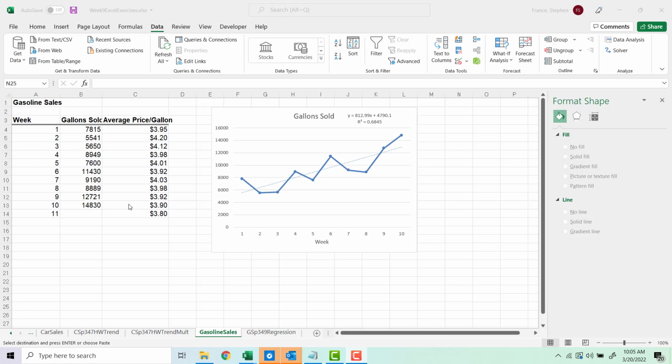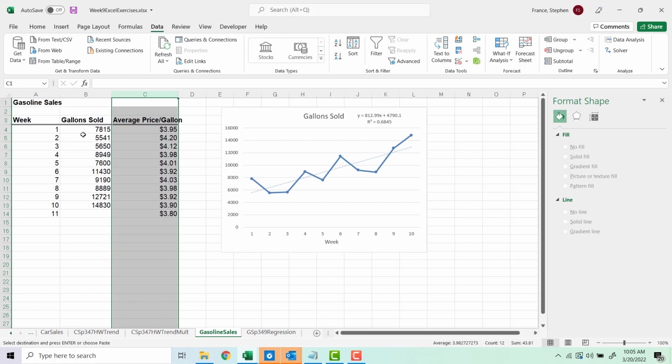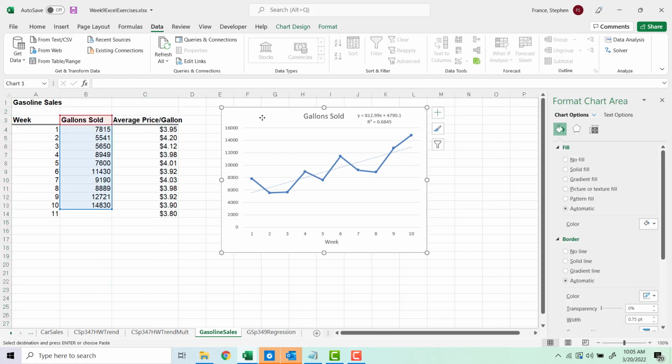Okay, so this is going to be another example of regression forecasting. Here we're just looking at the trend of gallons sold during the week. This was actually from the data set. It already came with a trend line graph, and you can see there's a reasonable relationship here. As weeks increase, the amount of gasoline sold increases.